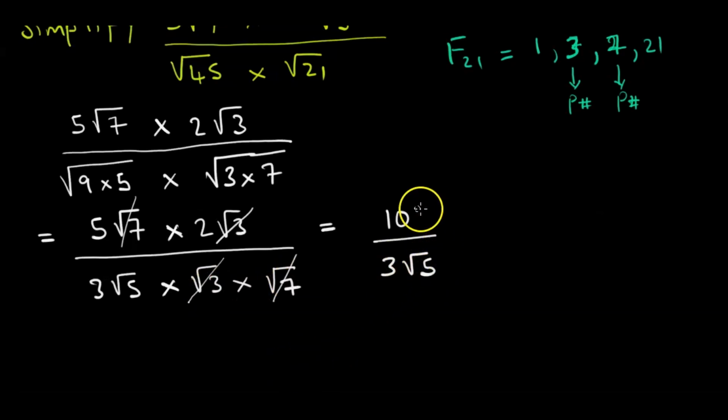But we cannot leave our answer like this. Why can't we leave it like that? We have to rationalize. We are not allowed in mathematics to leave our denominator with an irrational number. So rationalizing, as we did in our previous classes, is just multiplying both numerator and denominator by the square root of 5 in this case.